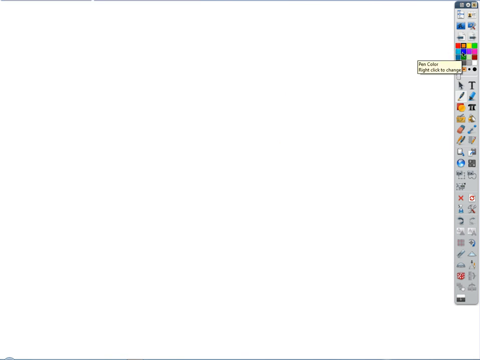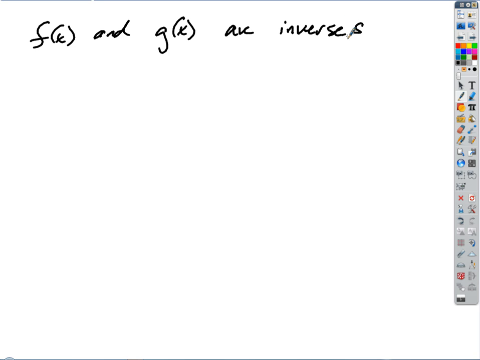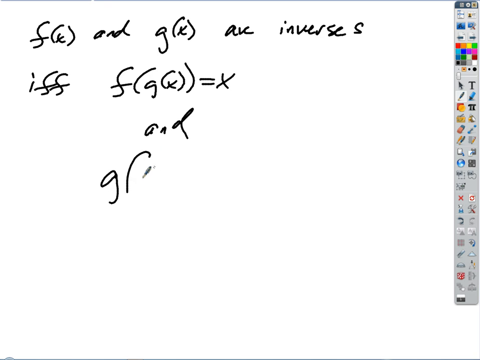How about, let's go ahead and take this problem we just had and let's solve for the inverse function. Okay? So, quick definition before we do that. f of x and g of x are inverses, inverse functions now, right? We're going to jump up to functions. If and only if. That's what iff means, if and only if. f of g of x equals x, and g of f of x equals x, if they undo each other, okay?